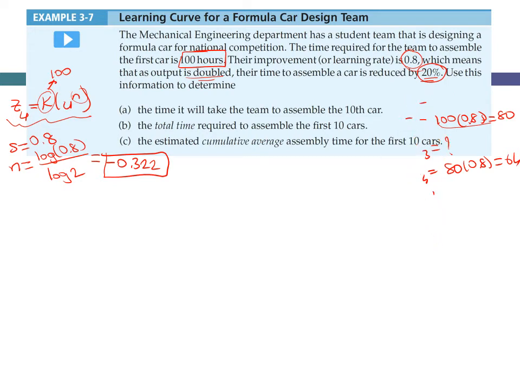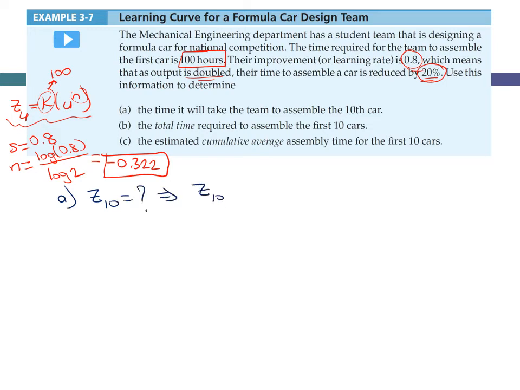Let's have a look at part A of the question. It says to determine the time it will take for the team to assemble the 10th car. Let me write here A. We are asked to calculate Z10. Z10 is equal to K, which is 100, times U, which is 10, to the power n, which is minus 0.322, as we calculated before. This is 47.6 hours. So the first one requires 100 hours, the 10th one requires 47.6 hours.